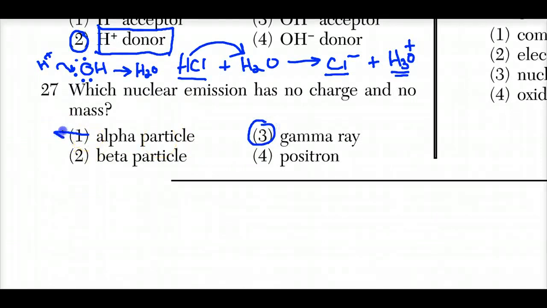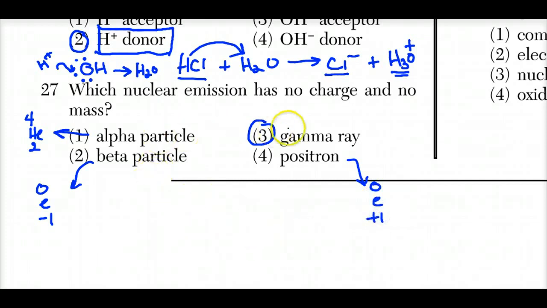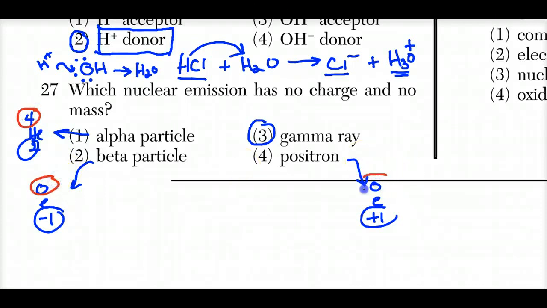An alpha particle from Table O is a 4, a helium nucleus. A beta particle is that electron, almost zero mass, -1. And a positron is that anti-electron particle, no mass, +1. So these all have charges, that's the bottom number, and they all have mass, even the ones with a 0 have a little bit of mass. But it's the gamma symbol with no mass and no charge. That's the winner. Choice 3.